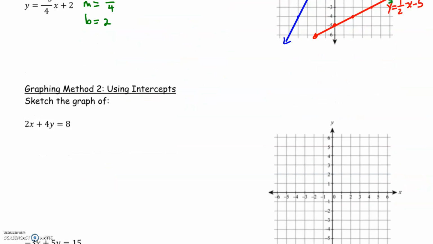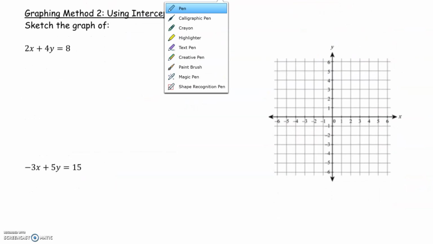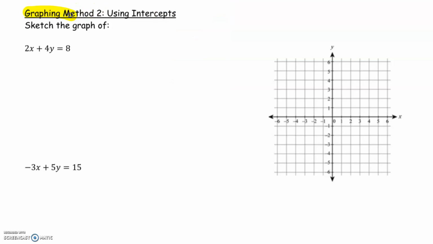Let's go to the second method. The second method of graphing is using intercepts. So we're going to start by finding our x and y intercepts. We'll find our x-intercept by letting the y value equal 0, because we know that our x-intercept will fall somewhere along the x-axis here, and the y value is always 0. All right, let's go ahead and sub that in.